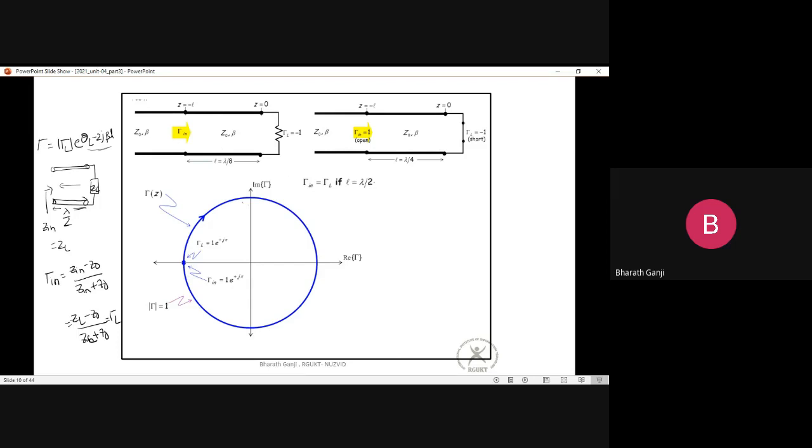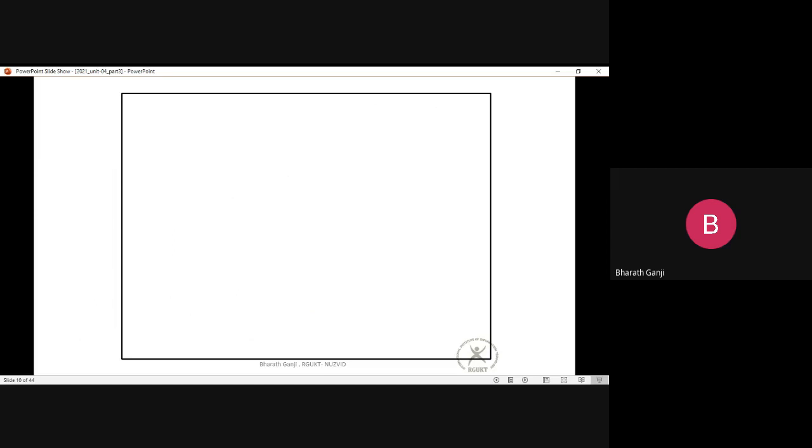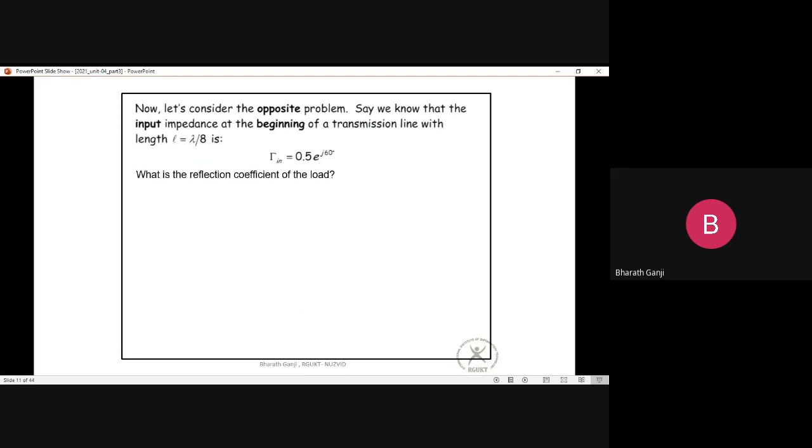So what I can tell you is this length lambda by 2 is very important, because any changes that happen in a transmission line happen in a length of lambda by 2, and the same thing repeats for every lambda by 2. Okay, so the same behavior on the line repeats for every lambda by 2. So for analysis, we concentrate on only this particular lambda by 2 length.